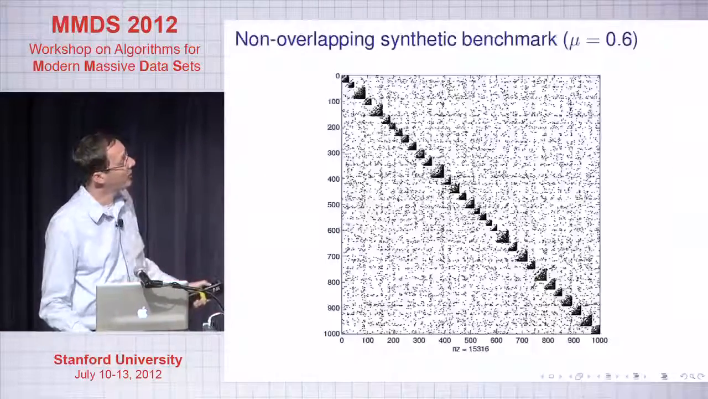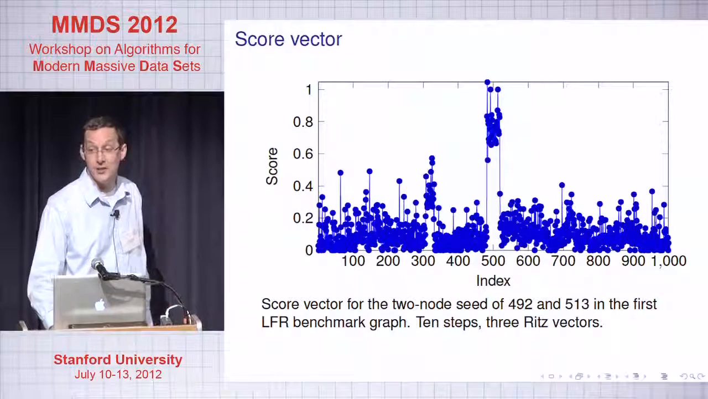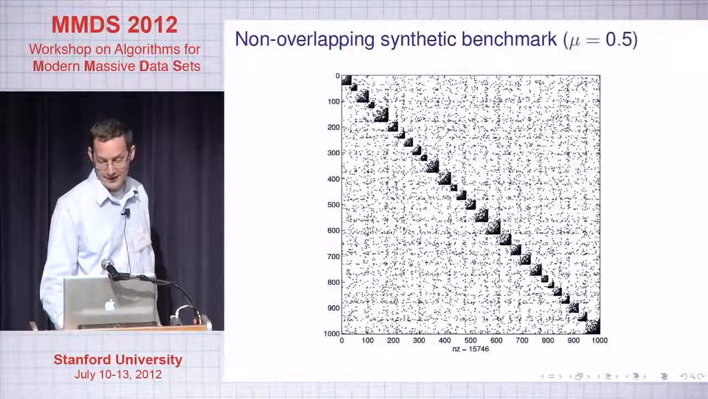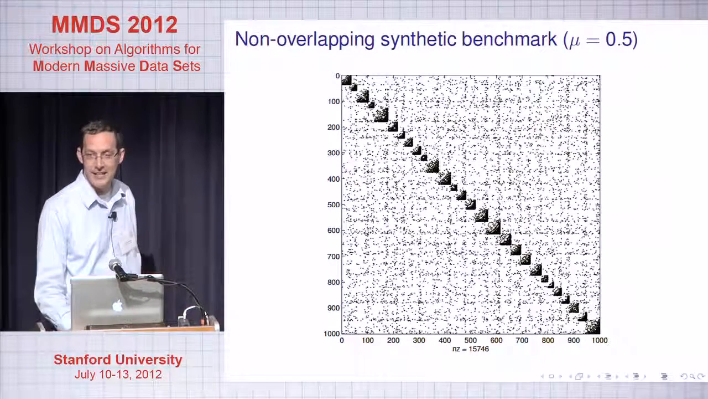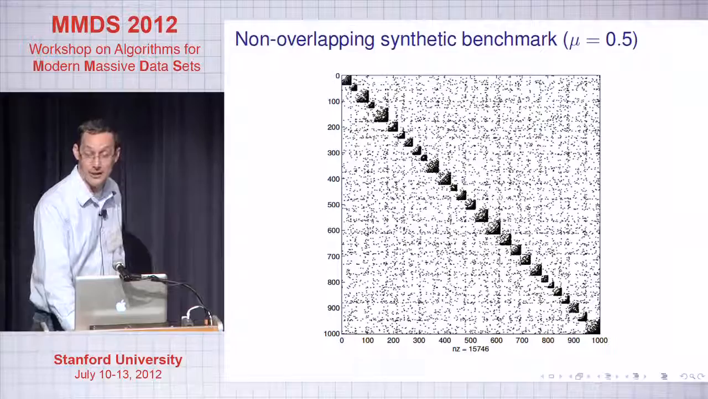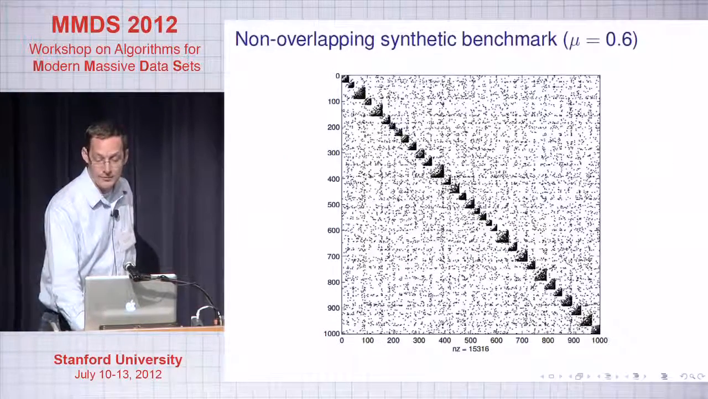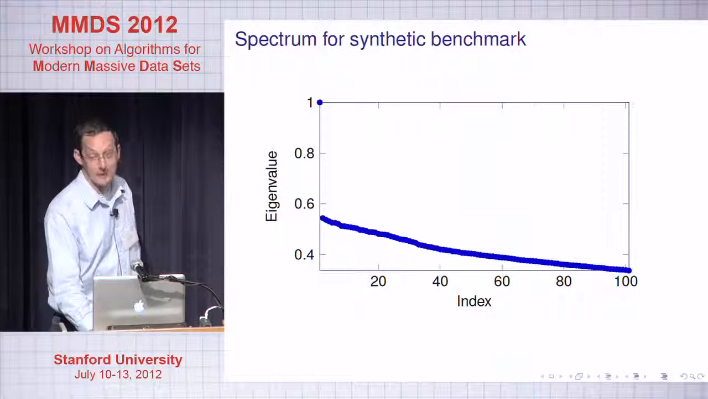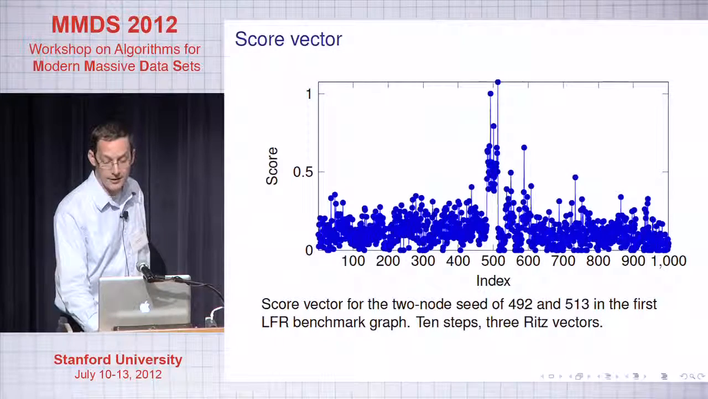This, though, by the way, was pulled out by taking 10 steps of a random walk and using 3 Ritz vectors, right? Where the number of communities here is, I've forgotten, but much larger than 3, right? So you certainly don't need number of communities vectors to pull out this structure. For mixing parameter 0.6, it's about the same. There's no nice spectral gap, but again, you can pull things out. It's a little bit noisier this time.